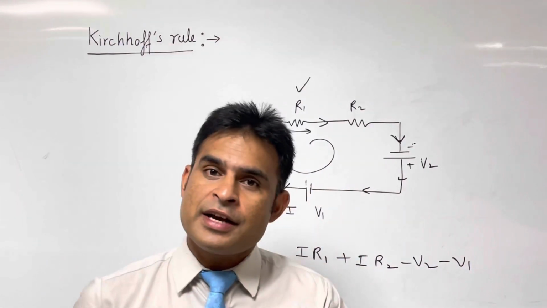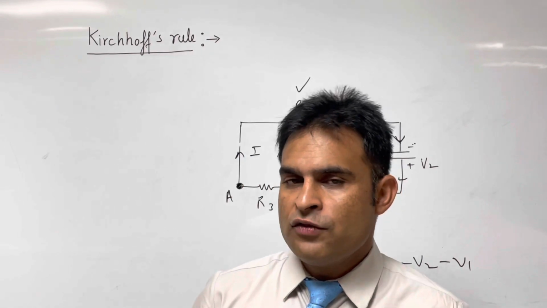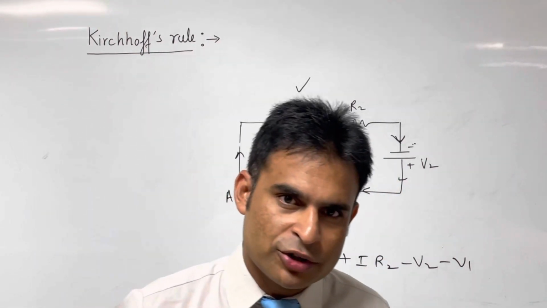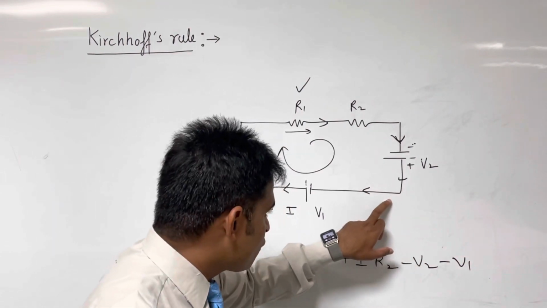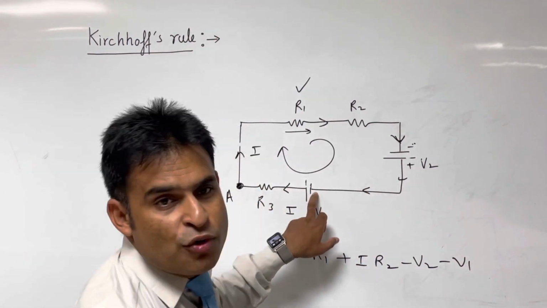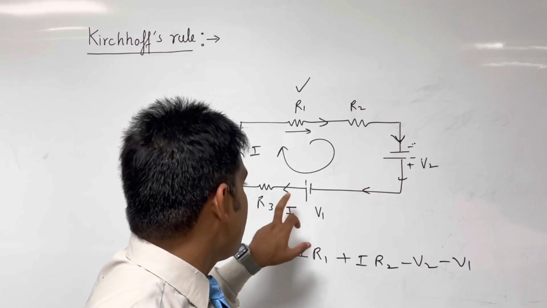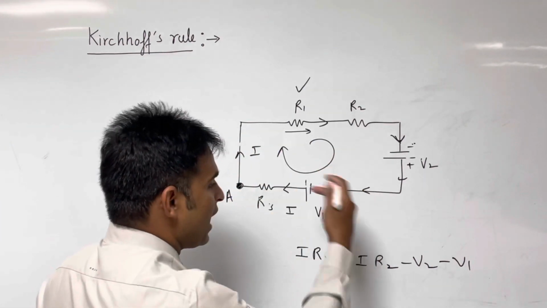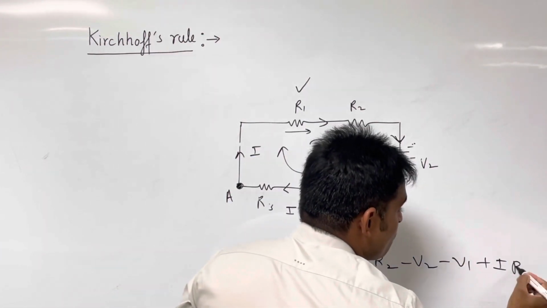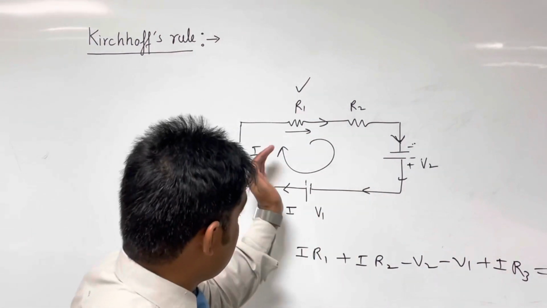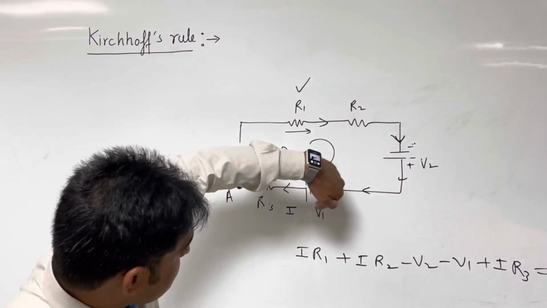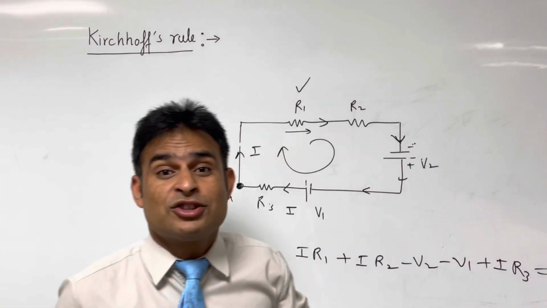See, first you enter at the negative terminal, write it negative. First you enter at the positive terminal, write it positive. So simple. You reach the negative terminal first and you cross, then you reach this point, again negative terminal, then you cross. And then for this one, I into R3. Why is it I into R3? Because while you are moving clockwise, your direction and the current direction are the same.